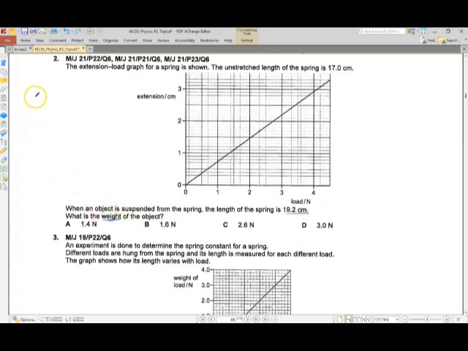Okay. Now, what we need to do, before we do anything else, is note that the unstretched length of the spring, when nothing was applied, the natural length of the spring, is 17 centimeters. Okay? And when the load is applied, the length extends, and we don't know what the load is. So the length after loading is 19.2 centimeters. Okay. So first, what we need to do is find the extension.